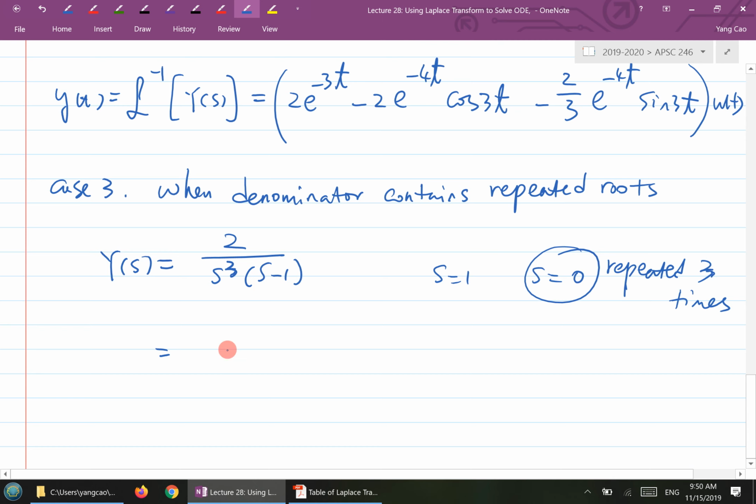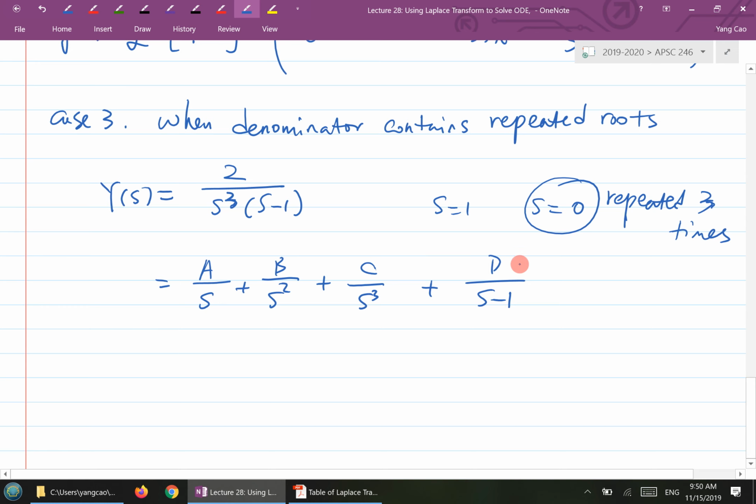So we do this. Okay, for the repeated part, A over s, B over s squared, and C over s cubed. So you have to write this s cubed term into 1, 2, 3 terms. Okay, from first order, second order to the third order. And then the last one is D over s minus 1. Okay.